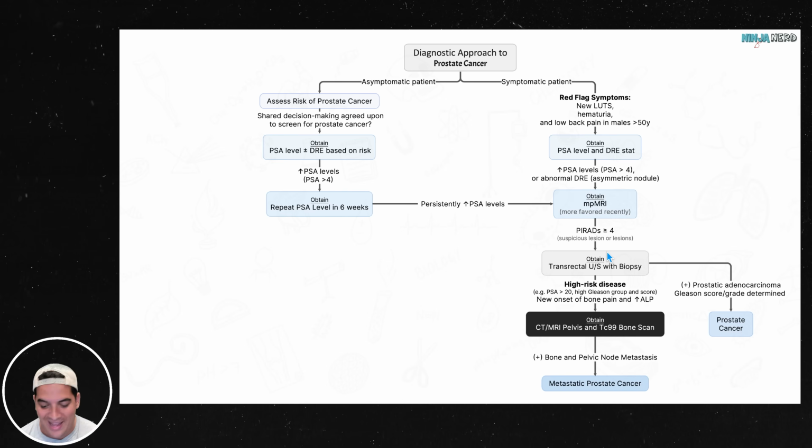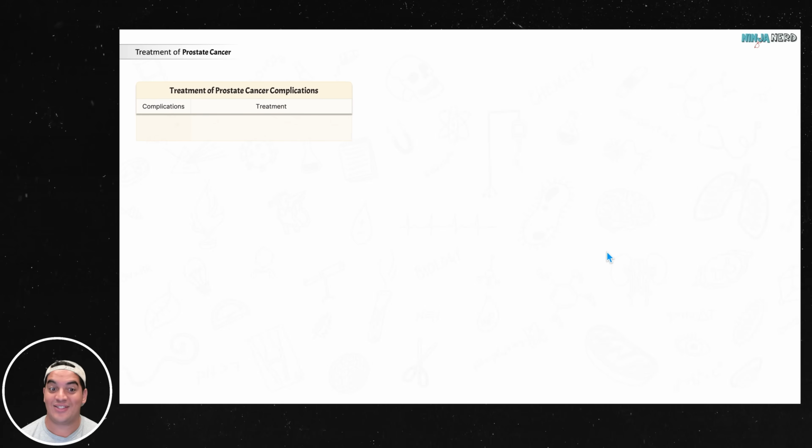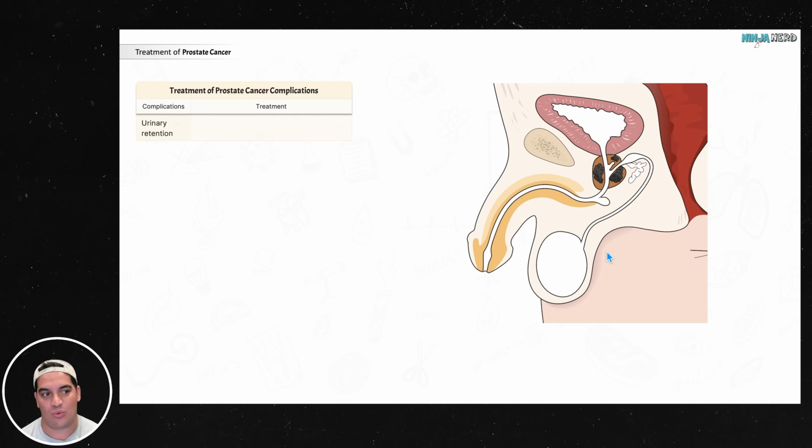All right, that covers that. Now, how do we treat this? This is really important. So complication-wise, these patients can get urinary retention if it's really bad. You got the tumor that's starting to compress on the urethra, right? If that happens, the first thing is if they have urinary retention, they got urinary tract obstruction that's causing post-renal AKIs, you got to Foley them. Right away, pop a Foley in, start draining the bladder, especially if they got a really high post-void residual.